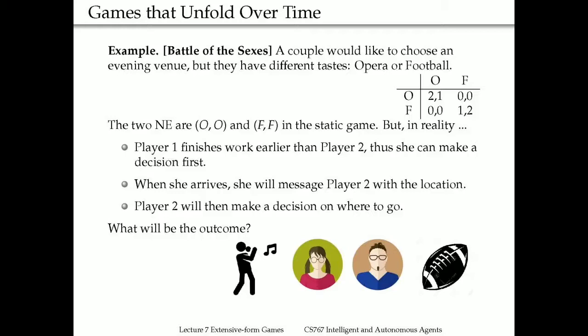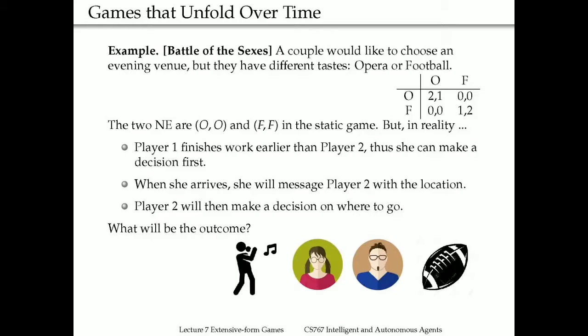They're not actually making decisions at the same time. Player 1 may finish work earlier than player 2, and thus she can make the decision first. She can just make a decision by herself and arrive at the venue, and once she's at the venue, she would message the second player with the location saying, okay, I'm here, will you join me or not? So player 2, after seeing the message, would then make a decision on where to go. Now this time player 2 will have some knowledge about the decision of player 1. As a result, she will respond to it, instead of making the decision simultaneously with player 1.